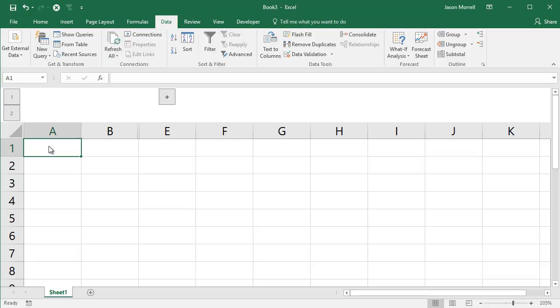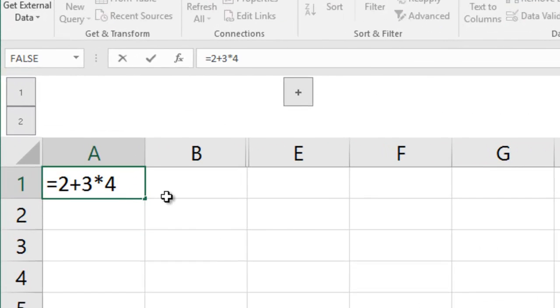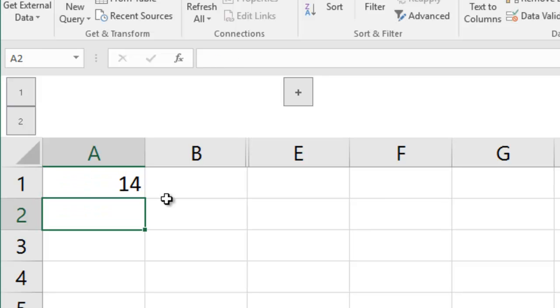I'm going to quickly type in a formula. Equals 2 plus 3 times 4. What would you say the answer to that is? Most people say 20. It's actually 14. The reason it's 14 and not 20 is because of something called the order of operations. That is, certain operations get done before others. So let me explain what this is about.